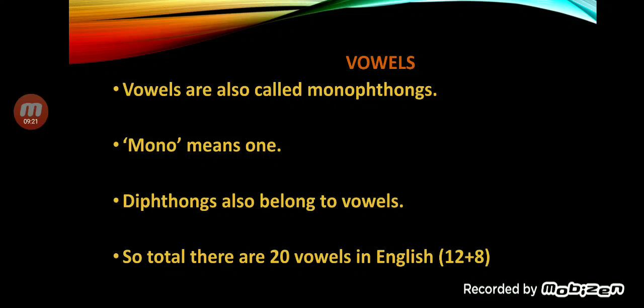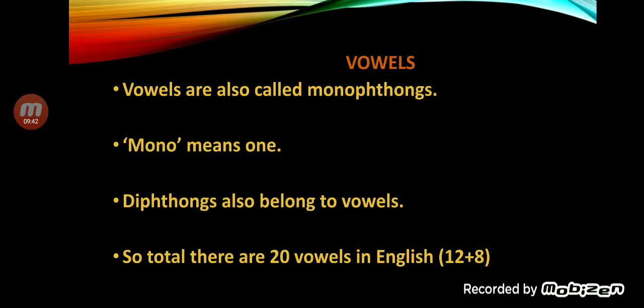Now vowels are also called monophthongs. So another name for vowel is monophthongs. Mono means one, which means only one sound. In a vowel there is only one sound. You know the word diphthongs. Di means two sounds. That we shall learn in the next video.